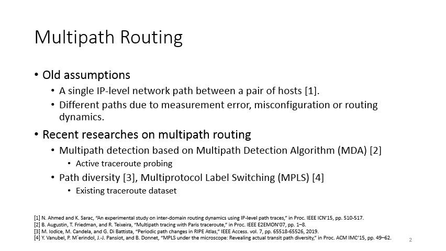However, in recent years, there have been a number of researches on multipath routing. These researches were carried out to detect multipath based on MDA with active traceroute probing, or on path diversity, or on MPLS with existing traceroute datasets. All of these researches have proved that multipath routing could be a legitimate means to achieve load balancing for ASs.